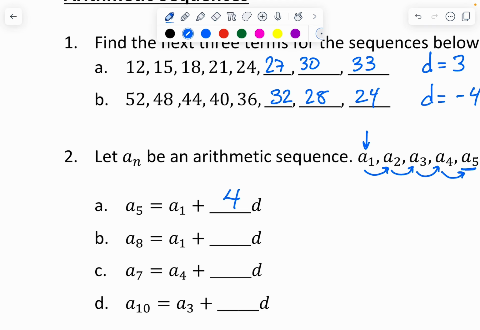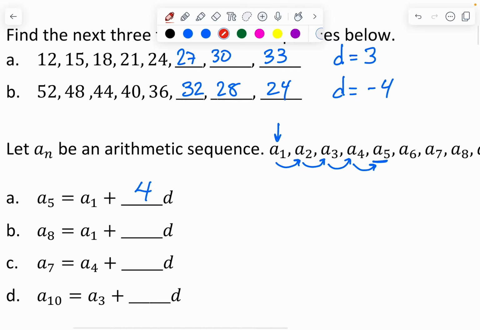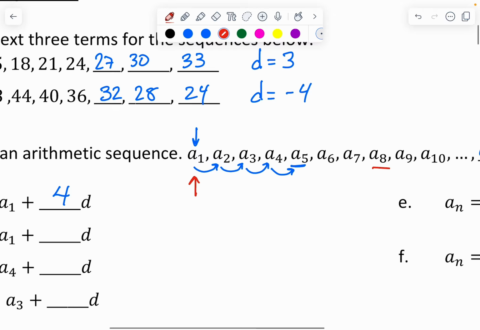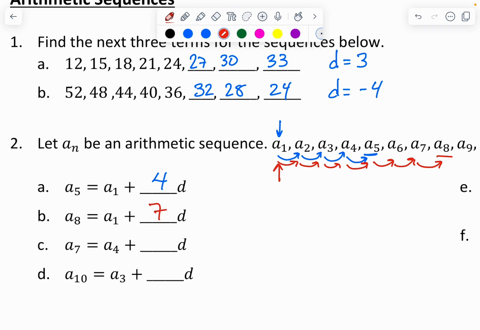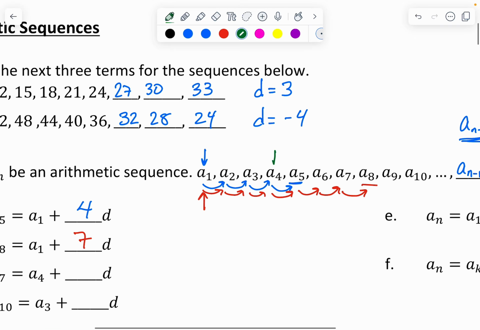So, okay, the next one, let's switch colors. If I'm at the first term and I want to get to the 8th term, then I have to add my common difference 1, 2, 3, 4, 5, 6, 7 times. Okay, so that is a 7. Now we're changing this up a little bit. If I'm at the 4th term, and I want to get to the 7th term, I have to add my common difference 1, 2, 3 times.